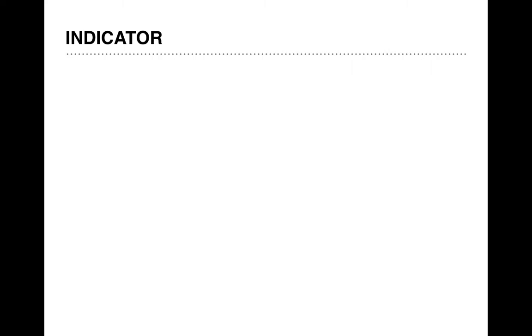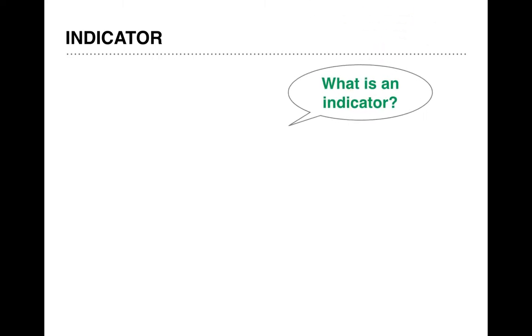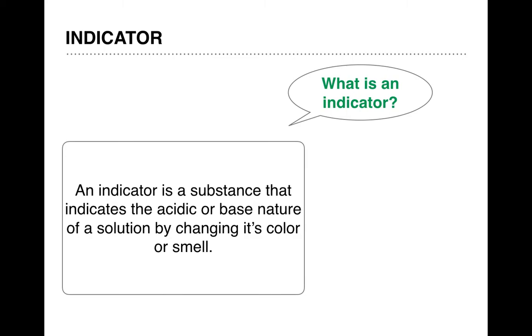Now I am coming to the next part, that is indicator. What is an indicator? An indicator is a substance that indicates the acid or base nature of a solution by changing its color or smell. From the name it is pretty clear. What is an indicator? That indicates something. What does it indicate? It indicates whether a solution is acidic or basic by changing its color or smell. That is what an indicator does, and that is how it is relevant to our study, right?